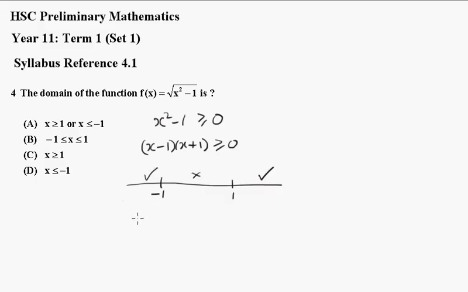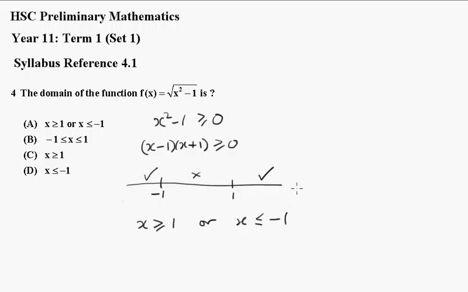So the solutions are that here x has got to be greater than or equal to 1, or x is going to be less than or equal to negative 1. And that of course gives us the first one, A.